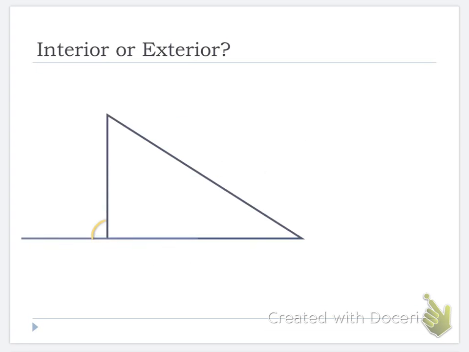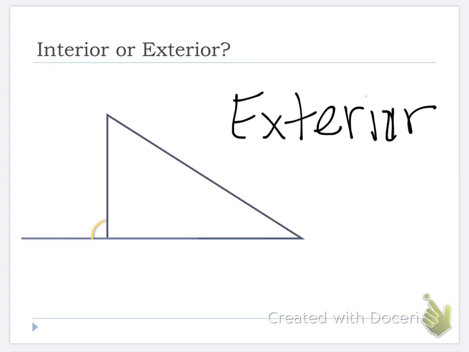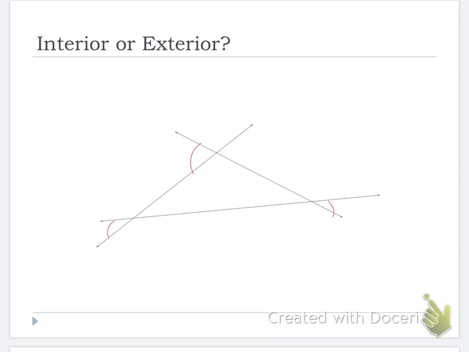So here, if we look at a triangle and the yellow angle that we're looking at, we need to figure out if it's an exterior or an interior angle. Because it's not found inside the triangle itself, we're going to say that this is an exterior angle. Remember, exterior means it's on the outside. Here we see our triangle is here, right? The angle is found outside of that.